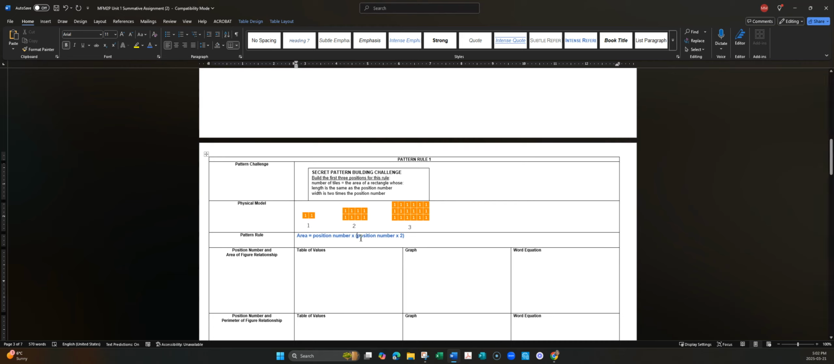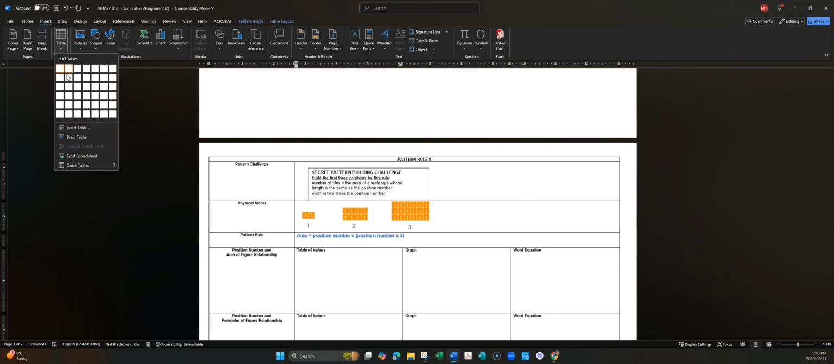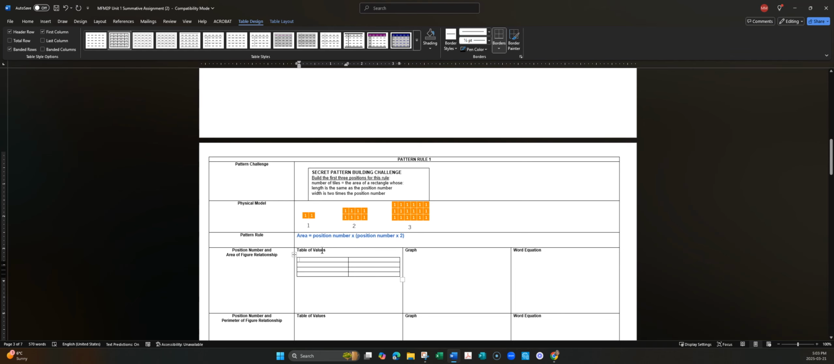Because now we're going to try to see if we got that right. The position number is number 1. 1 times 2 would be 2. Is the area of the first one 2? Yes, it is. Right? And if you wanted to keep track, you could even put a little table in right now. You go insert table, and you're like, okay, if this was my position number, and this was my area, for position 1, I have an area of 2, right? That makes sense. That looks good.